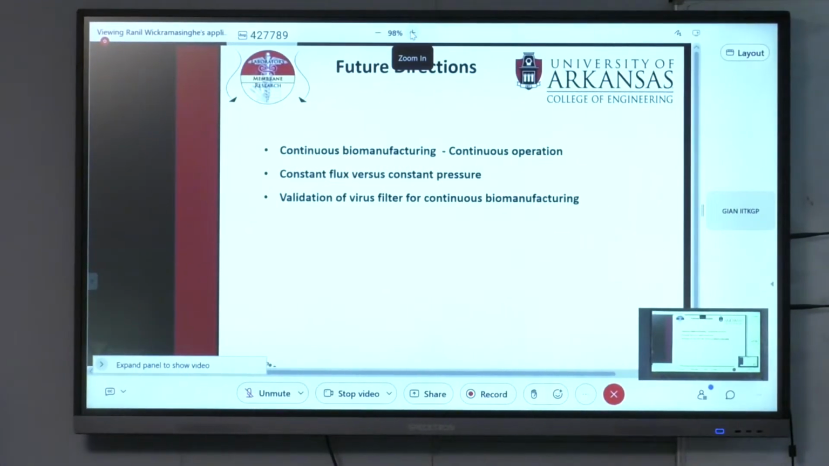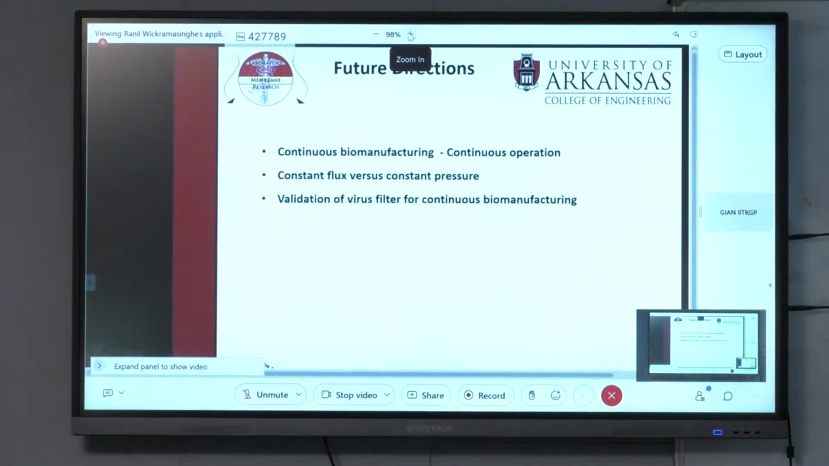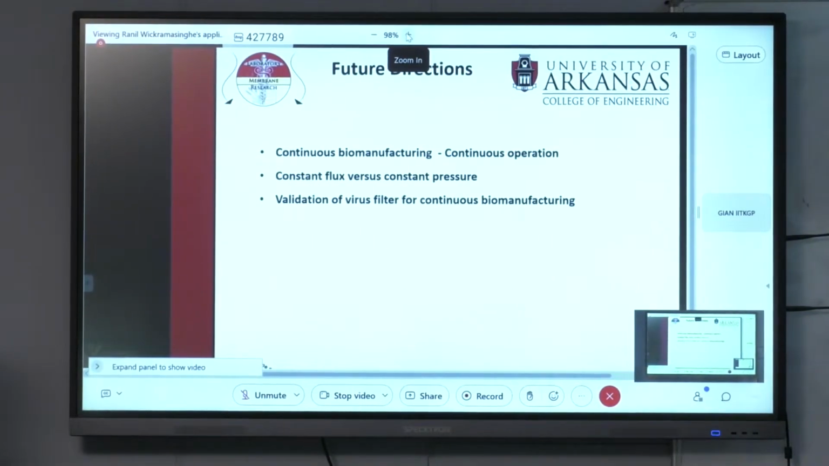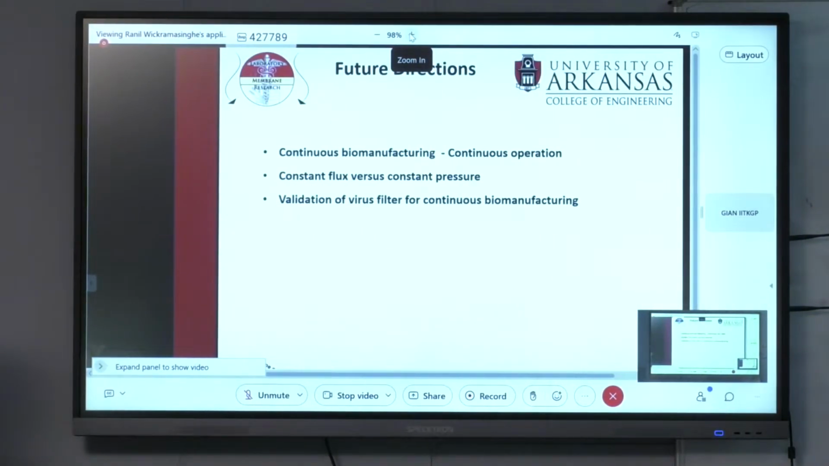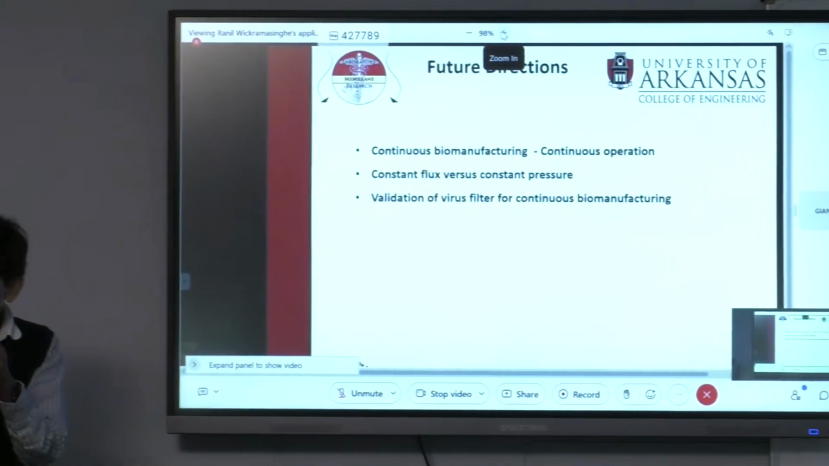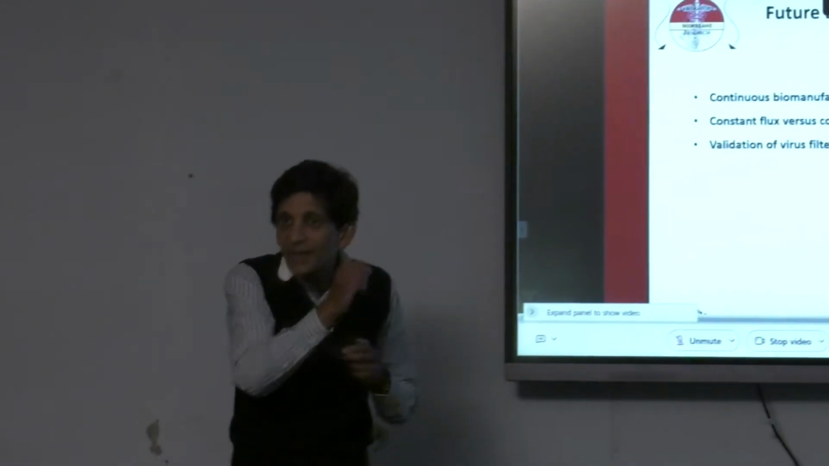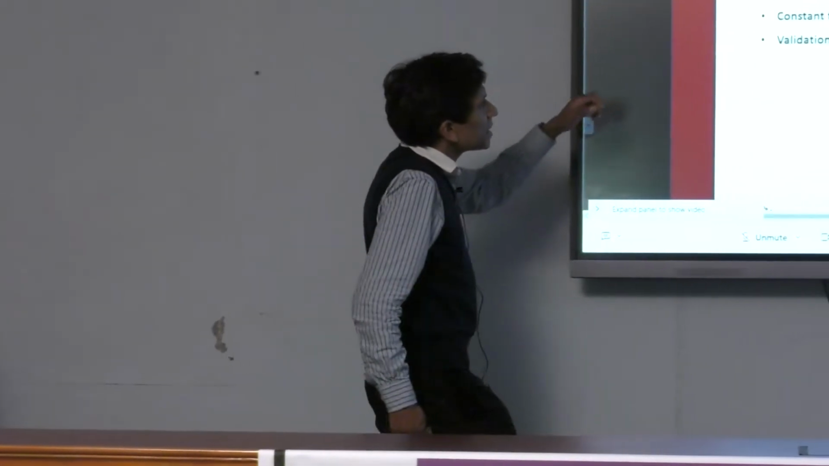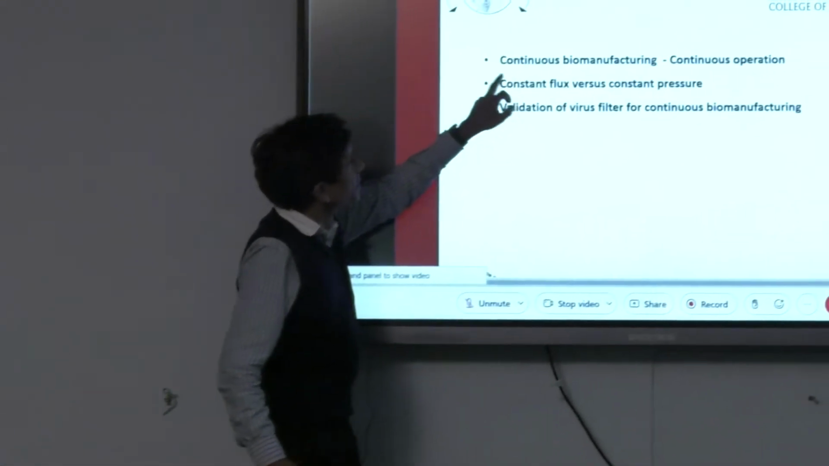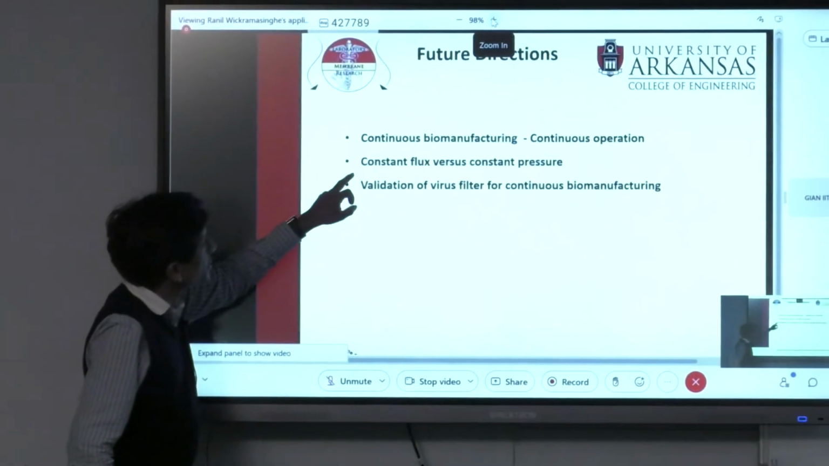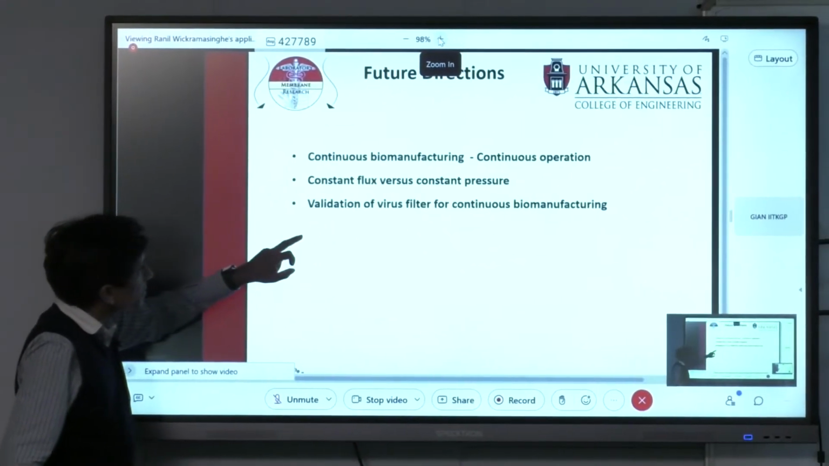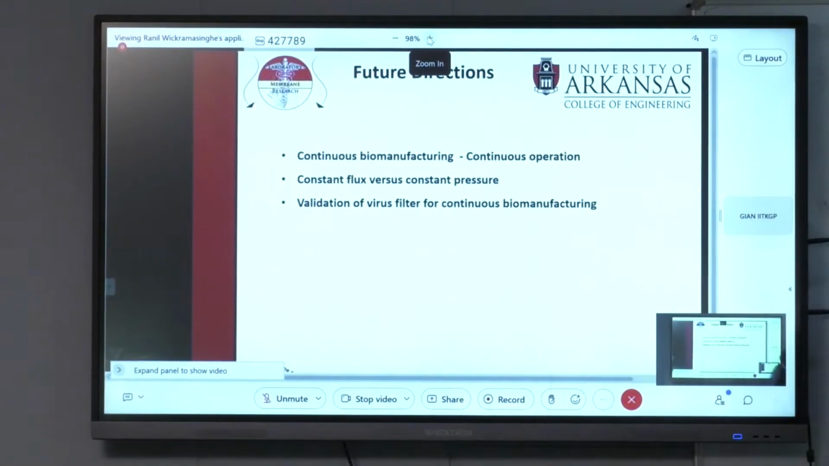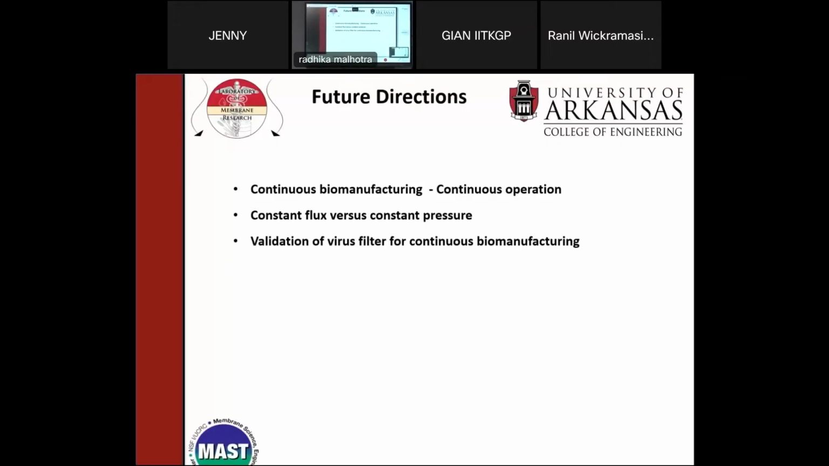And just very briefly, the reason would be this. At high flux, the viruses get trapped in the pores and structure. At low flux, there's a possibility that Brownian diffusion could allow them to back migrate and find larger pores to go through. That would be a problem. So there's a lot of work to be done in designing virus filters for continuous biomanufacturing, looking at constant flux versus constant pressure, and looking at validation of these devices for continuous biomanufacturing, okay?